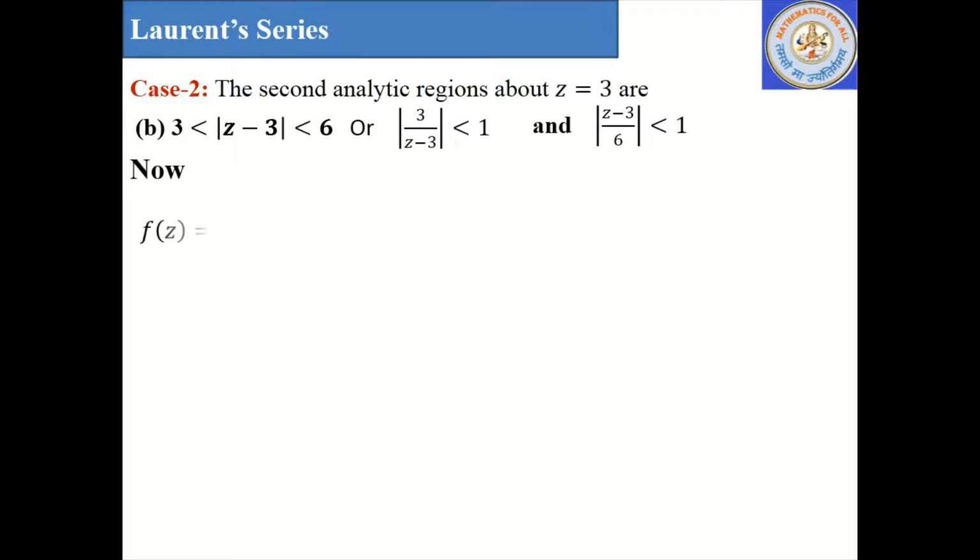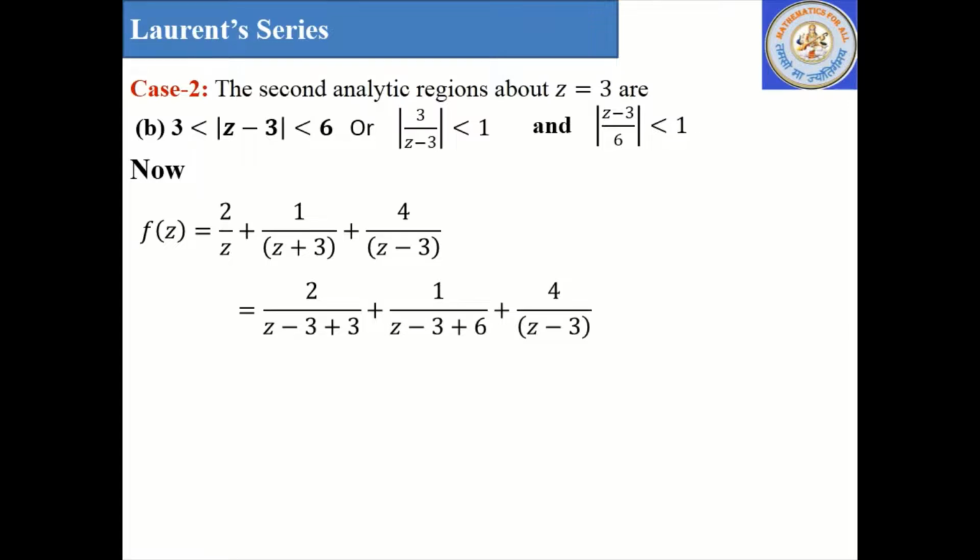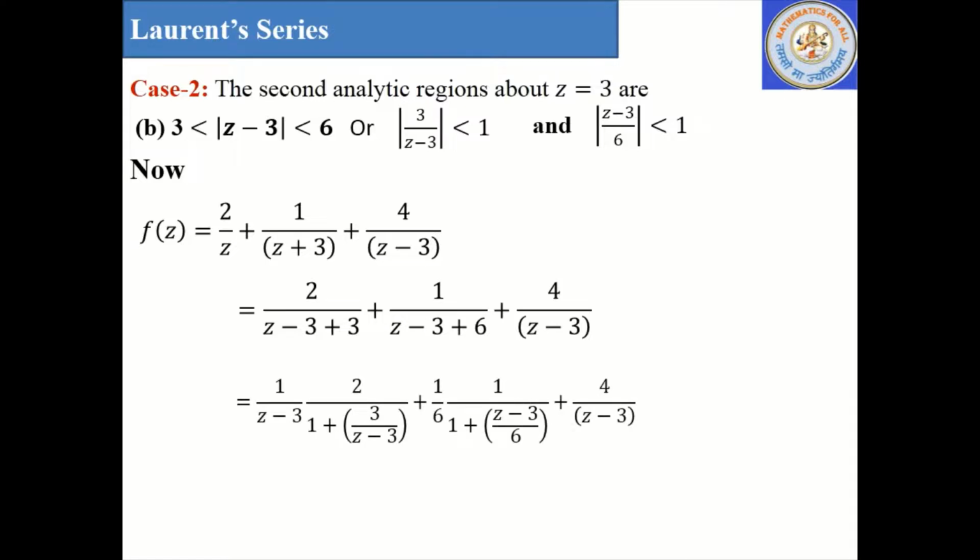So our function f(z) we can write 2 by z, again, as 2 upon z minus 3 plus 3, and 1 upon z plus 3. Now this time we can again write z minus 3 plus 6. The last term will remain the same, 4 upon z minus 3, because it is already in the form of z minus 3. In the first, what we can do, we have taken z minus 3 common, so we can write 1 plus 3 upon z minus 3. And in the second, again we take 6 common, so it is 1 upon 1 plus z minus 3 by 6.